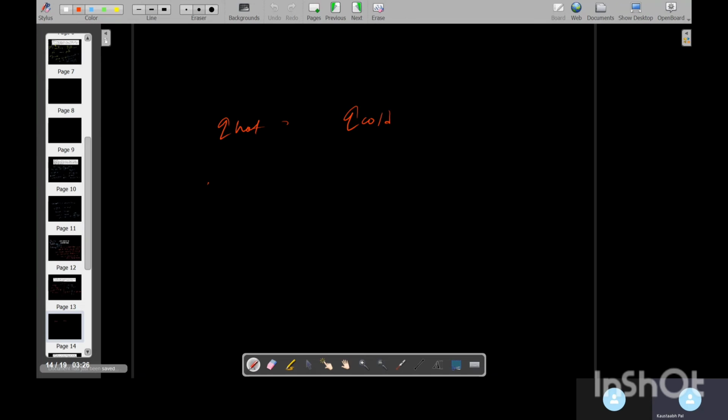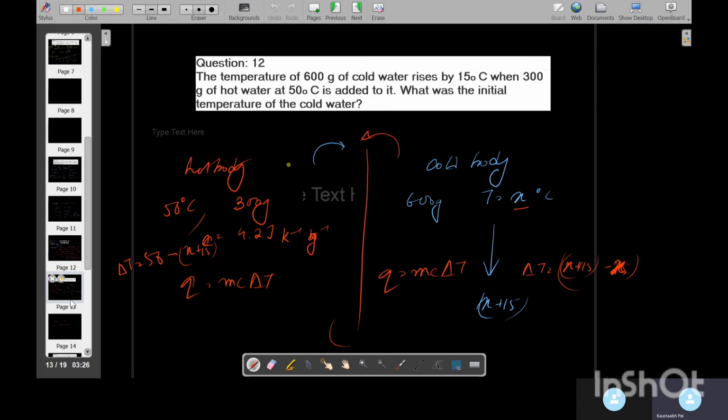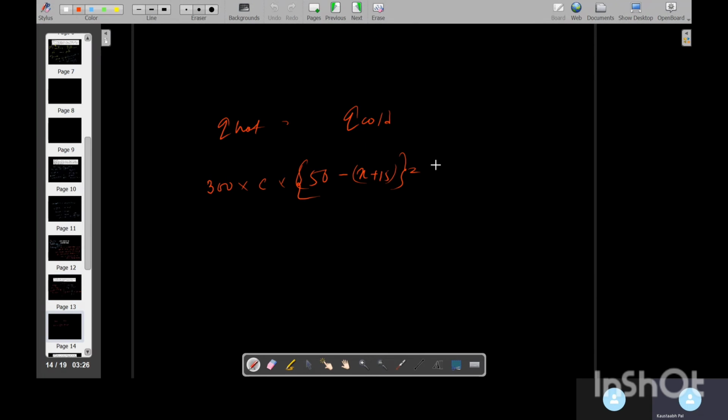So it is of 300 grams and both are water. So C I can take. It is how much? 50 minus x plus 15. I have to get a second bracket here. And here it was how much? It was 600. So whole body is 600 multiplied by C, I can take because it is water itself, and it was x plus 15 at the final stage from x.